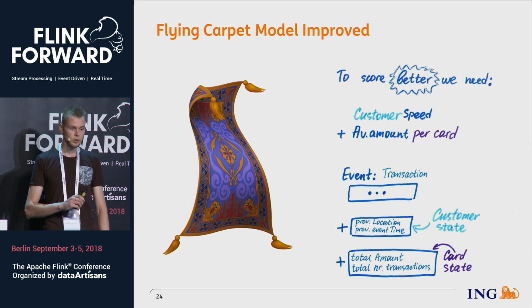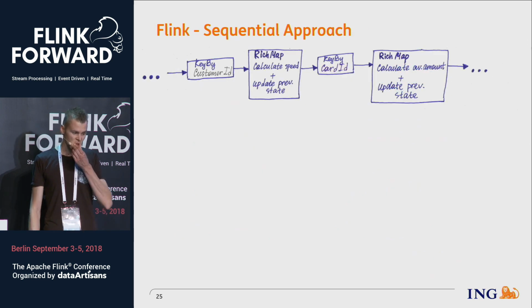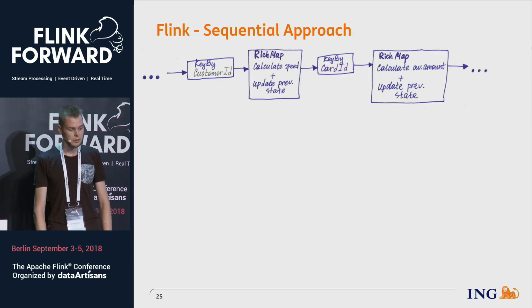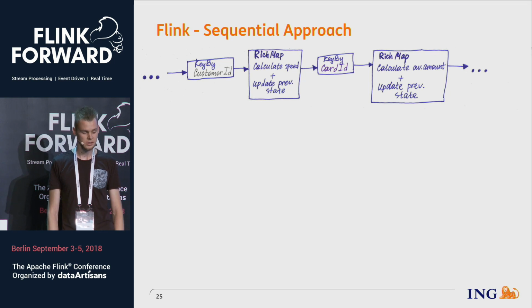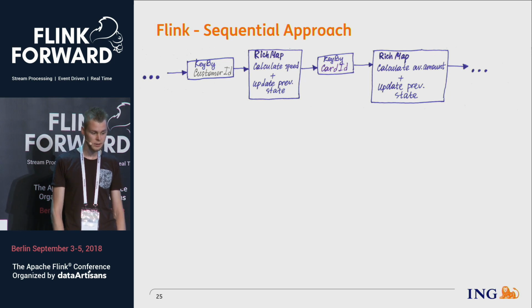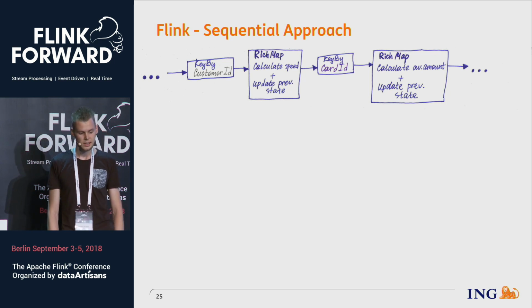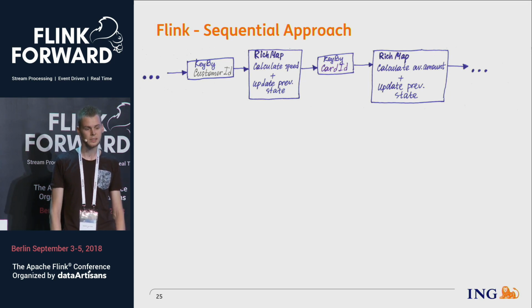So if we want to determine these two features, there are several different approaches. The first approach would be the sequential approach. Just as before, the incoming events are keyed by customer ID and the customer speed feature is determined. After that, the event can be keyed by card ID and sent to the next stateful operator, which will update its state and also calculate the average amount for this card.